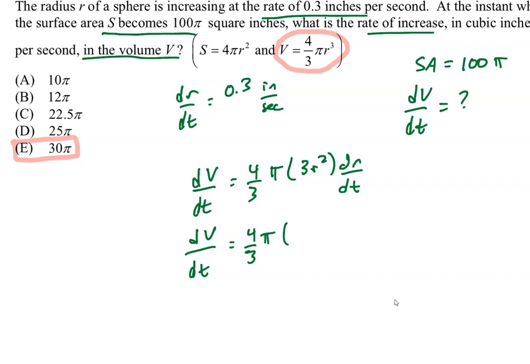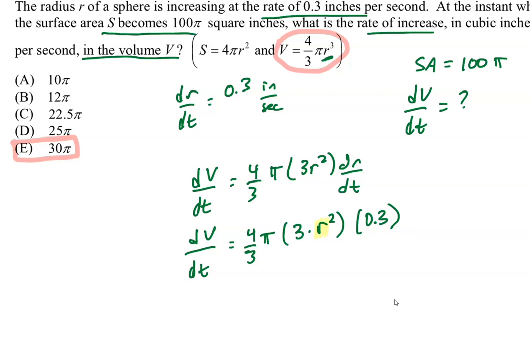3r squared, I mean r, yeah. Because the derivative of r to the third is 3r squared, right? And then dr/dt is 0.3. Now here's the thing, you guys. I'm looking for dV/dt, but I'm missing r, right?